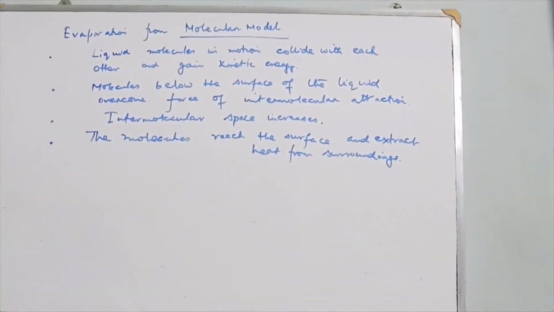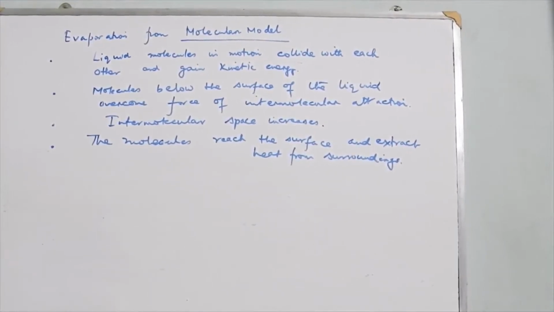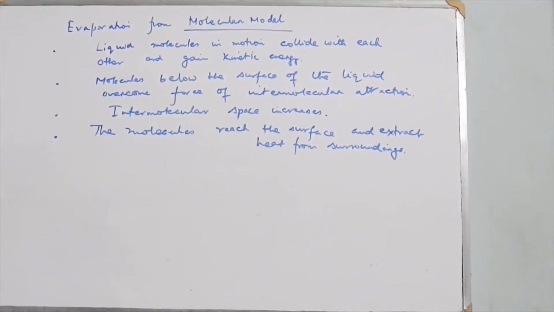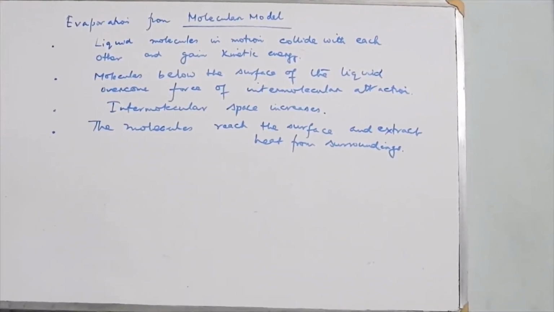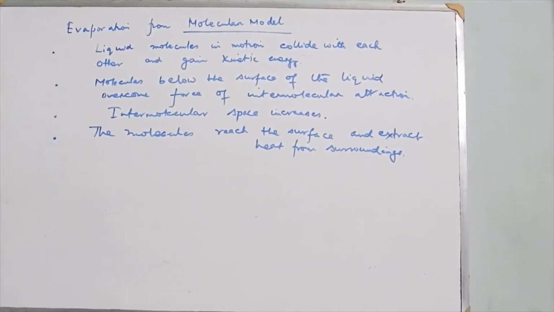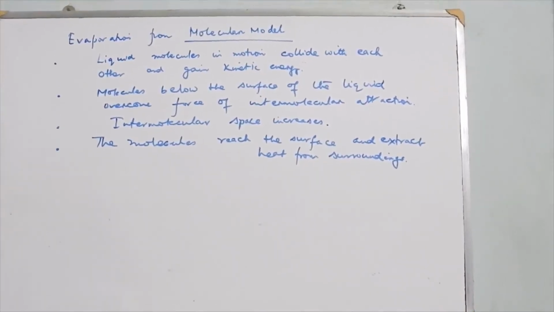Evaporation, unlike boiling, is slow. It takes place at all temperatures and it involves the surface of the liquid only. It never involves the entire liquid. So evaporation is a surface phenomenon, whereas boiling is a bulk phenomenon because it involves the entire liquid.